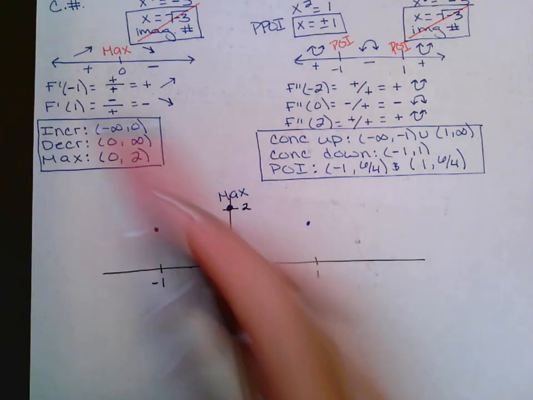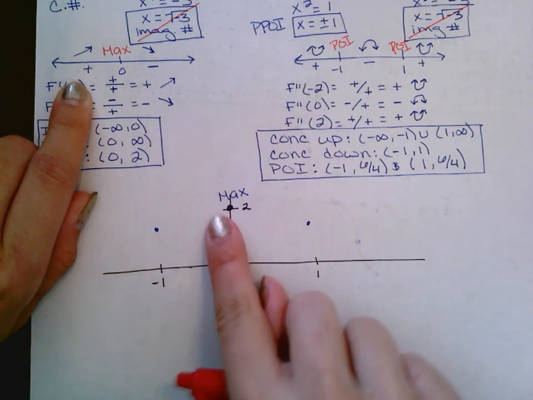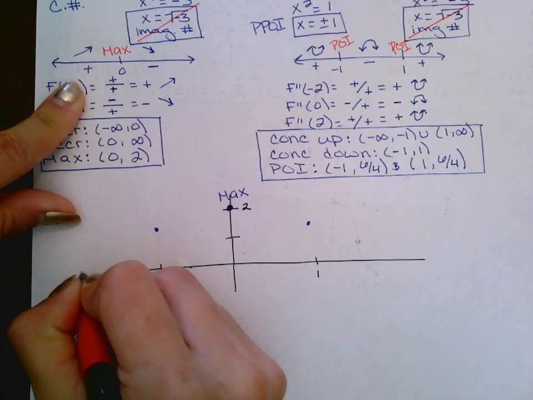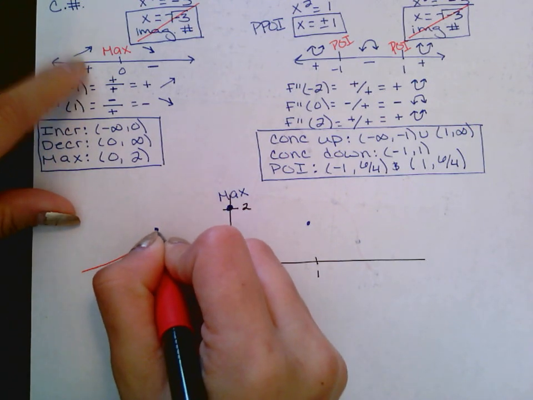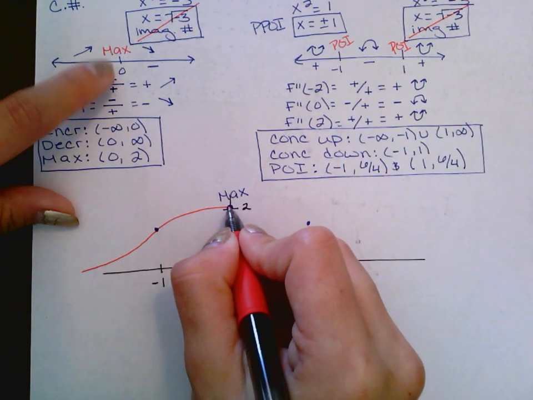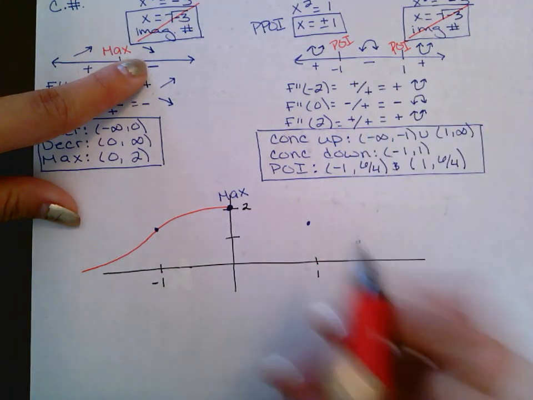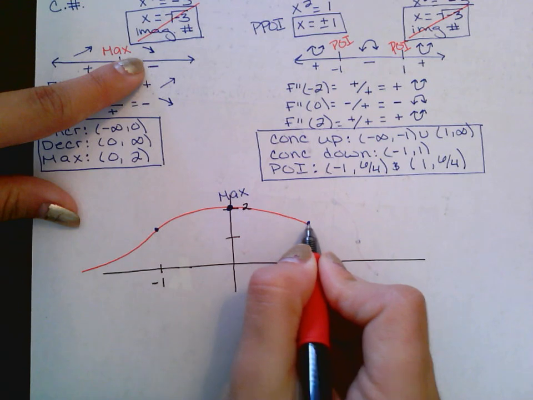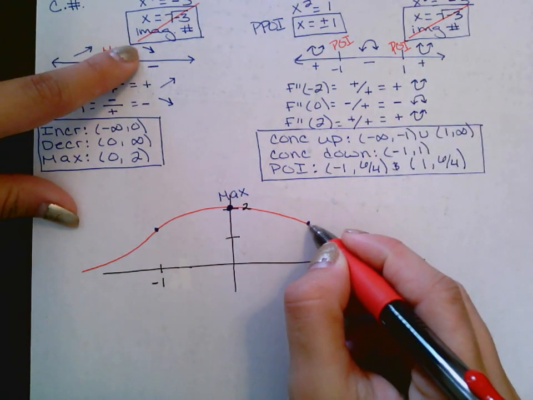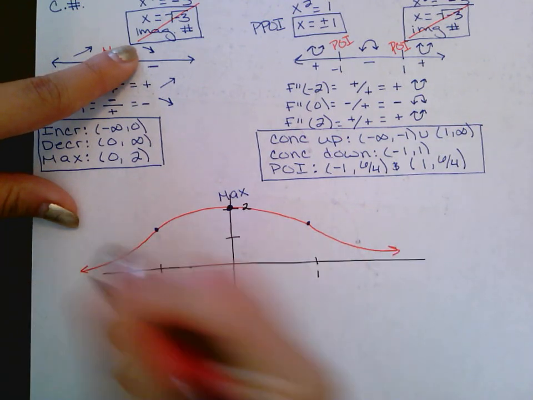So before negative 1, I'm concave up, and I'm always going to be increasing before 0. So first I'm concave up, and then I'm concave down. So concave up and increasing. I'm still increasing, but now I need to go to concave down. Right? I have my max at 0. I'm going to start decreasing, but I'm still concave down up until 1. And then after 1, I'm still decreasing, but I am concave up. Okay? And I'm done drawing it.